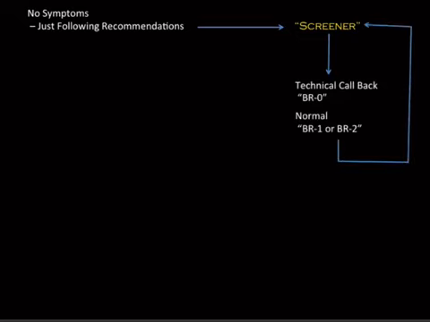So just sort of reviewing our algorithm here, we talked about this last time. People who come in for just regular screening are considered screeners. These are people who don't have any symptoms. Let's pretend that this is a patient who came in for a screener. So we're going to read that as abnormal, right? So that's going to be a BI-RADS 0, and then we're going to call it back for diagnostic.